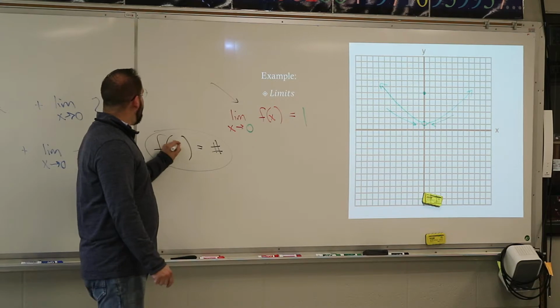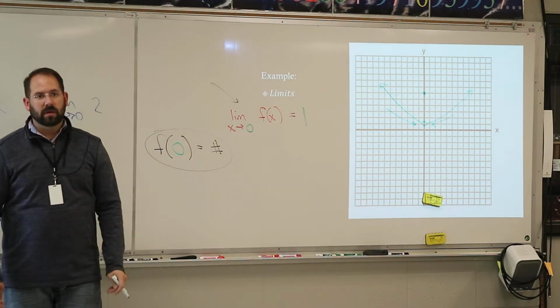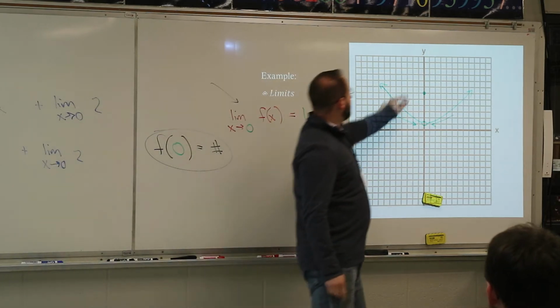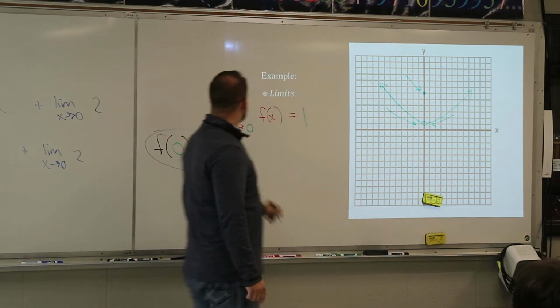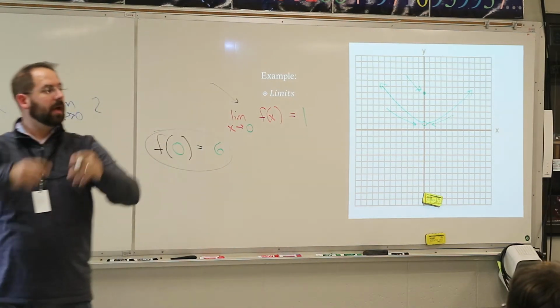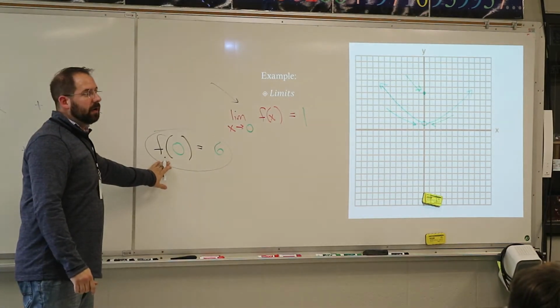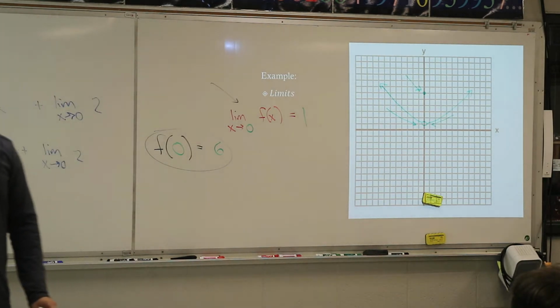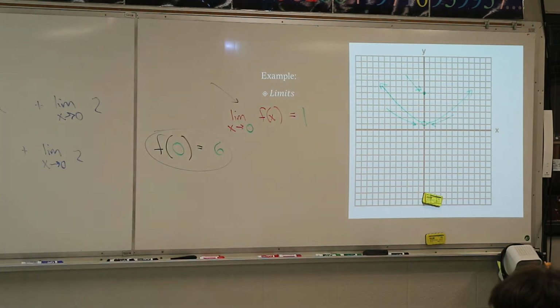Here's the weird part. If I said I wanted f of 0, not limit, just f of 0, you get the y-intercept. You get this number, 6. Because there are two different answers. The limit is where the curves are approaching. This item that you're writing here is the actual valuation of the function. Like, where's the dot filled in at? If there is a filled in dot.